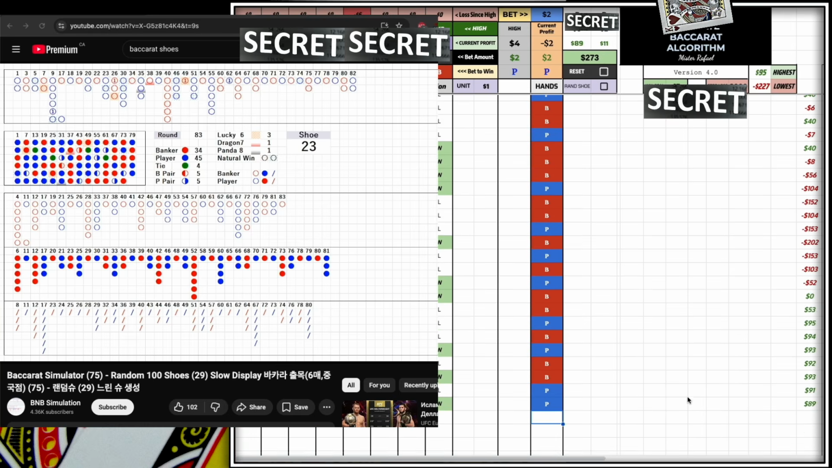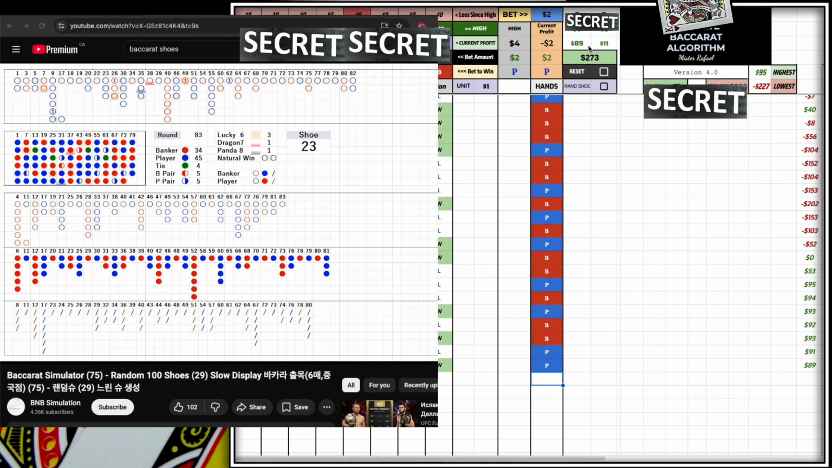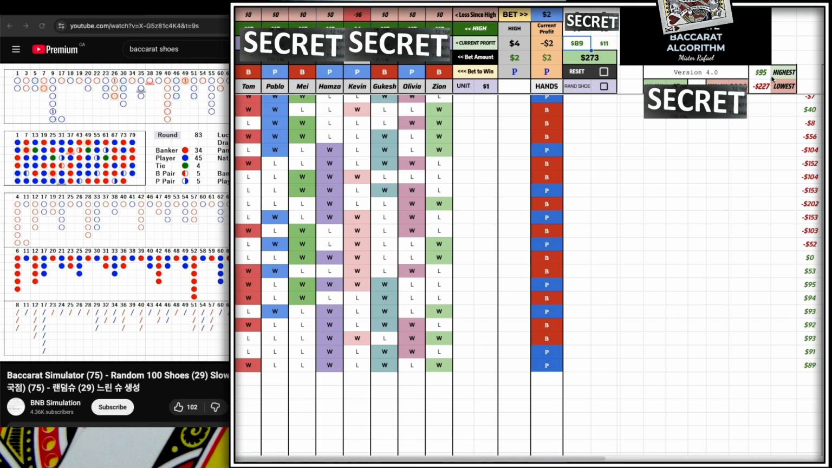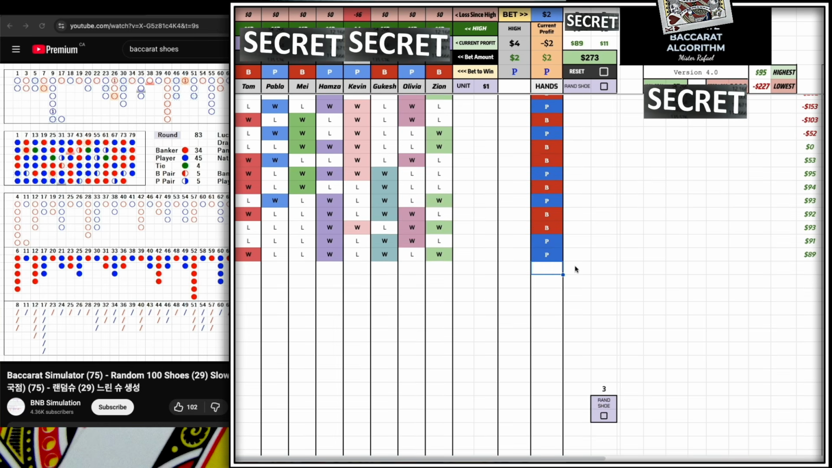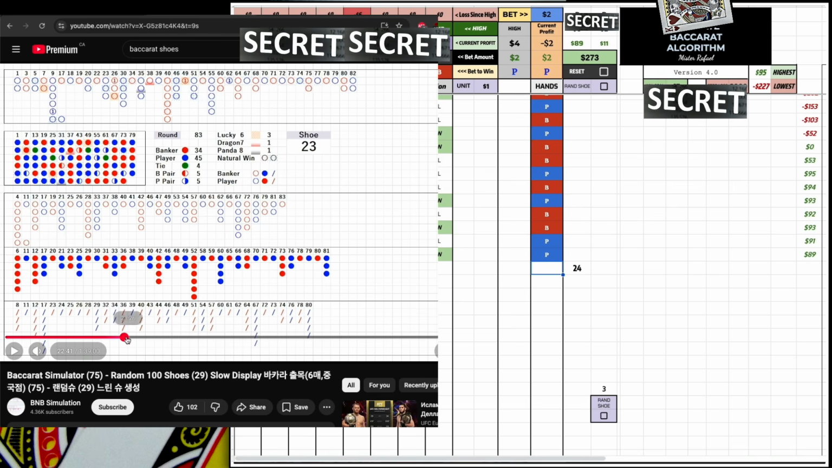All right, that is shoe 23. Currently sitting at plus $89. Highest, we got to plus 95. And biggest drawdown for this session was minus 227. Let's go to a third shoe since we're sitting at $89. We want to get close to the $100 mark. So we'll start shoe 24 from here.